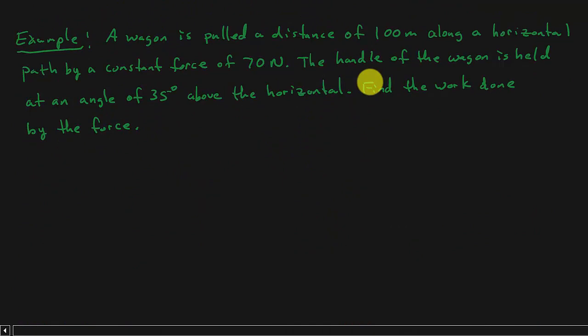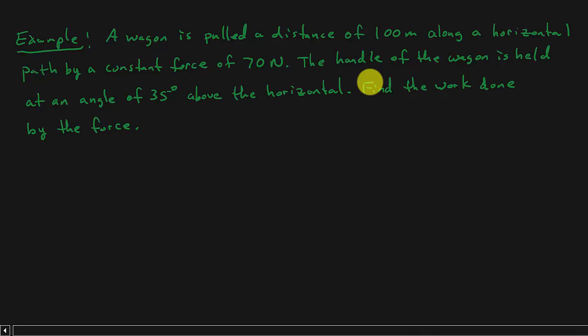All right, so let's look at this. We have a wagon that is pulled a distance of 100 meters along a horizontal path by a constant force of 70 newtons. The handle of the wagon is held at an angle of 35 degrees above the horizontal. Find the work done by the force.